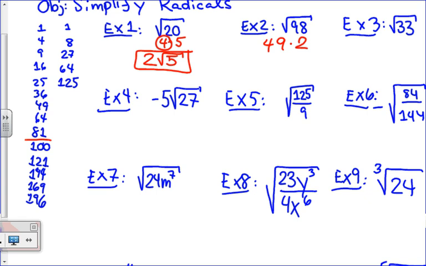Are we okay with that answer? Now what's the square root of 49? I will teach you; if you aren't able to locate it, I'll help you locate it.